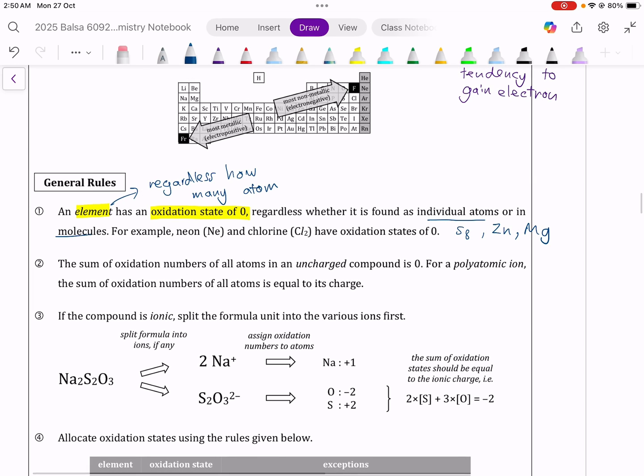Then the sum of the oxidation numbers, or what you call the oxidation state, of all the atoms in an uncharged compound is 0. Whereas for polyatomic ions, the sum of the oxidation numbers is equal to its charge.